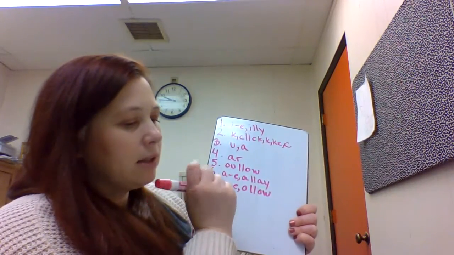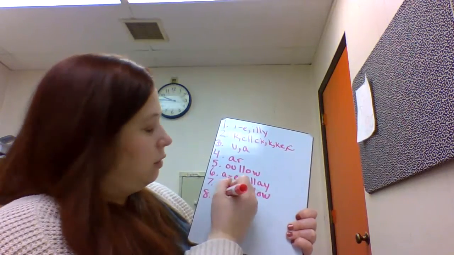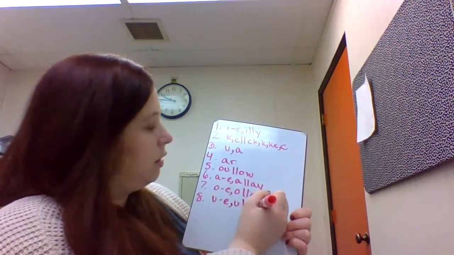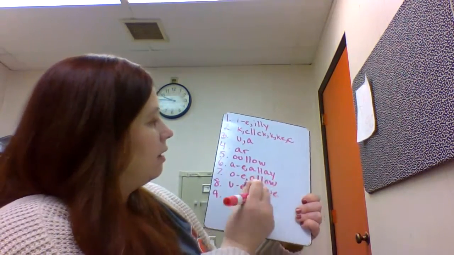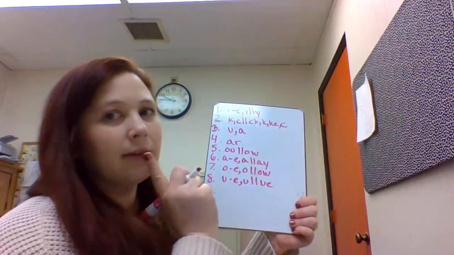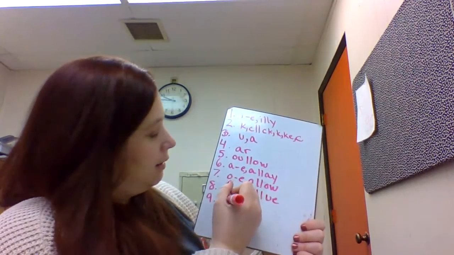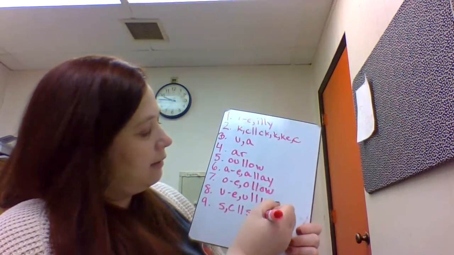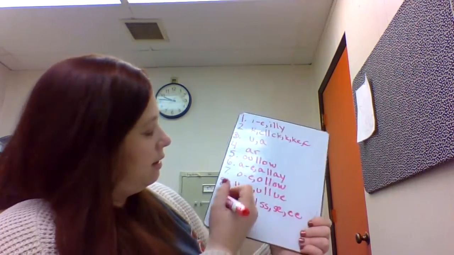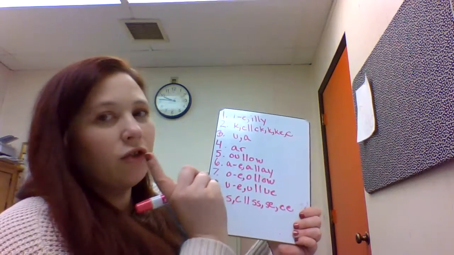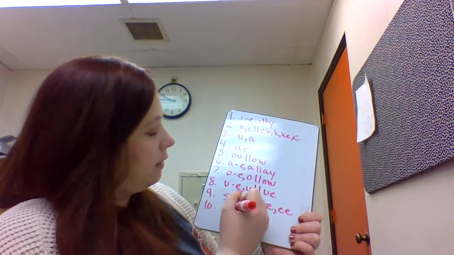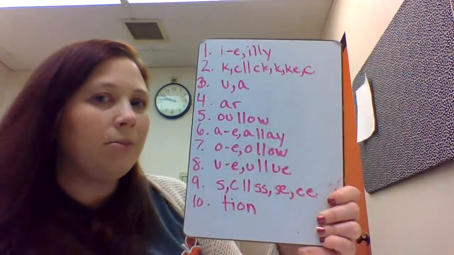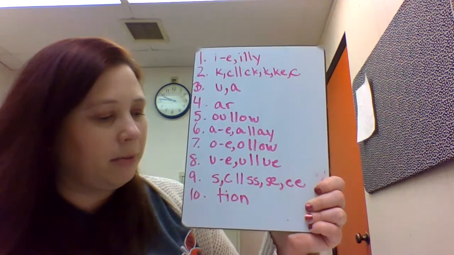Number 8 is U. That's U consonant E, comma, U, or as a final sound, UE. Number 9 is S. That's S, comma, C, or as a final sound, SS, SE, or CE. And last, number 10 is shun. That's that final stable syllable, TION. Make sure you have all of these down before we move on to practice spelling a couple of words.